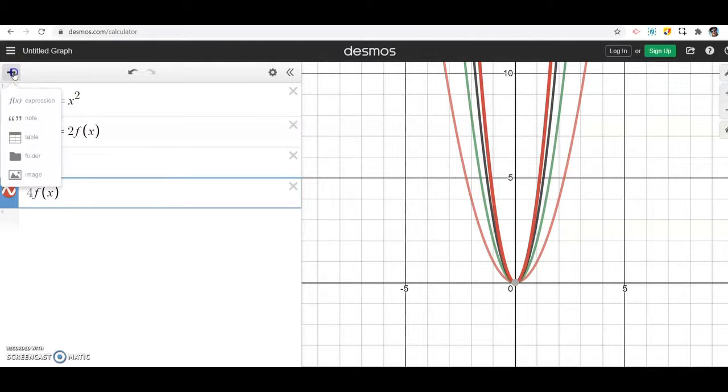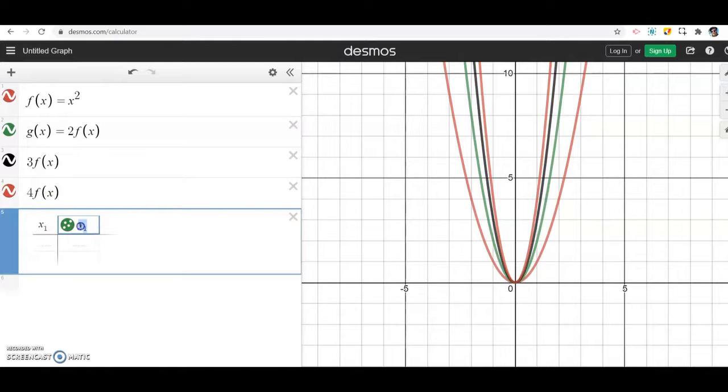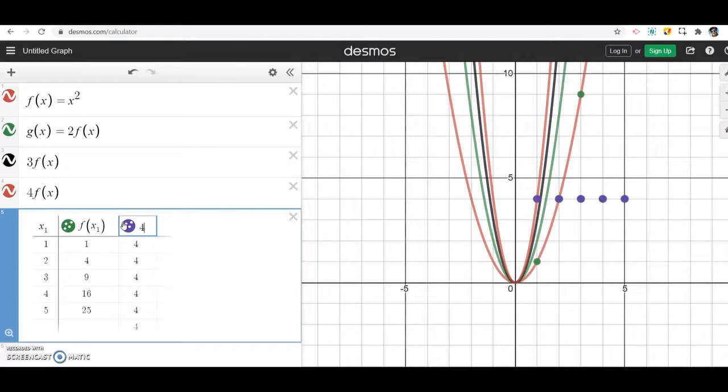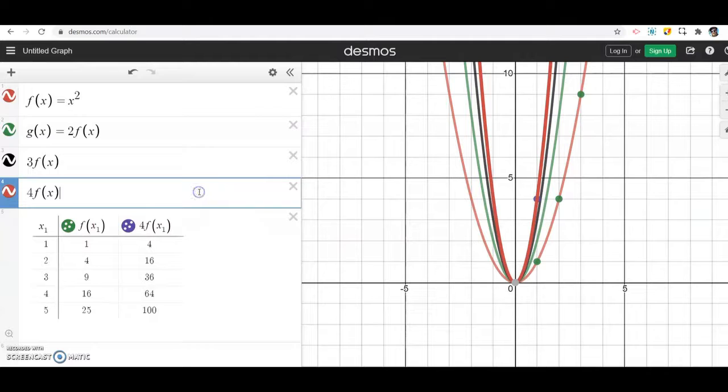Now in terms of the table, if this is f of x1, and we go 1, 2, 3, 4, 5, then for our next one, if we did 4f of x1, notice it's 4 times everything. That's all it is. A 4 multiplier is one of the easier ones to see because it just takes all your y values and multiplies them by 4. Graphically, what that does is it makes the graph look much steeper. It looks like the sides of it are increasing much faster. All right, so play around with that.